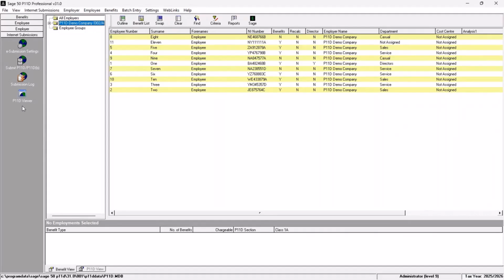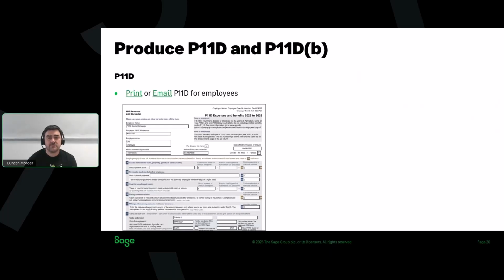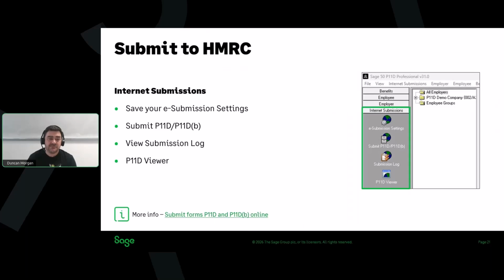So I just need to give the copy of the P11Ds to my employees. I've done my submission and my employer declaration, and that is everything complete. So just recapping those final steps, you can print or email the P11Ds for your employees, and then you'll need to complete your employer declaration. Once you've done that, head to the Internet Submissions options, saving your resubmission settings and making that submission of your P11D and P11DB. Still got the options of viewing the submission log and P11D viewer after the event if needed.